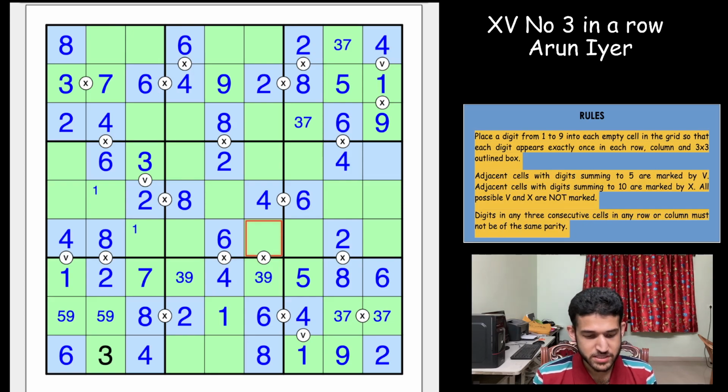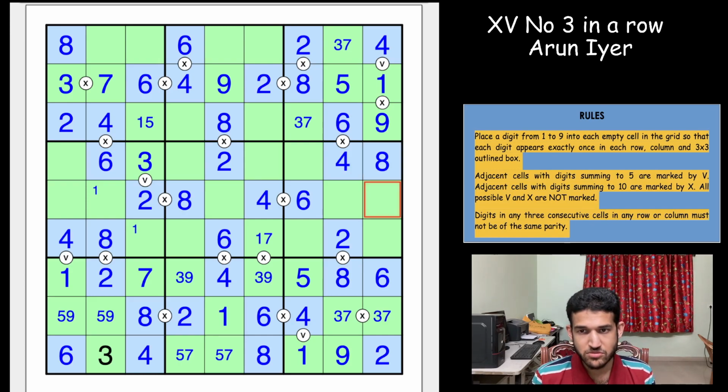So this is 7 or 1. This is 5, 7. And this would be 1 or 5 for the box. You can't have a 9 here because of this, so this is 1 and 5. Okay, you can place the 8 here, which means this would be 3, 5, 7.